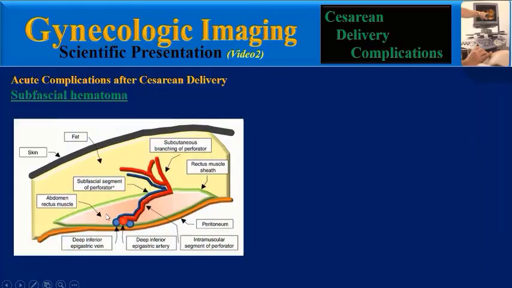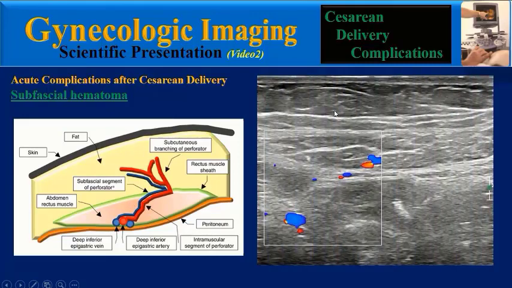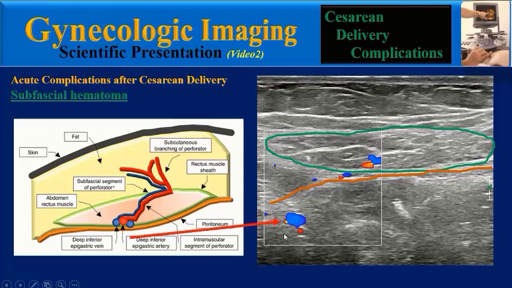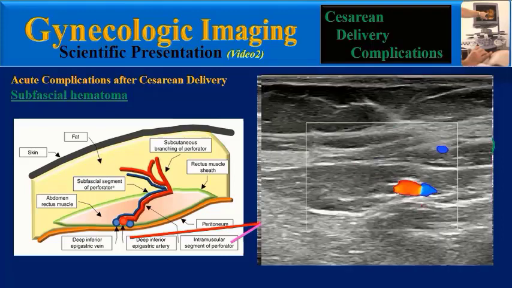For better perception of this schematic view, we can correlate it with a real ultrasound image. Here we can see the rectus sheath and muscle, here is the peritoneum, we can see here the deep inferior epigastric vessels, here is the intramuscular segment of the perforator, and in a more superficial image we can see here the subcutaneous fat layer, here the epidermal layer of the skin, and we can see here the subcutaneous branching of the perforator.